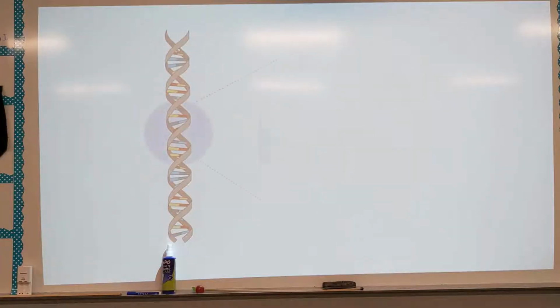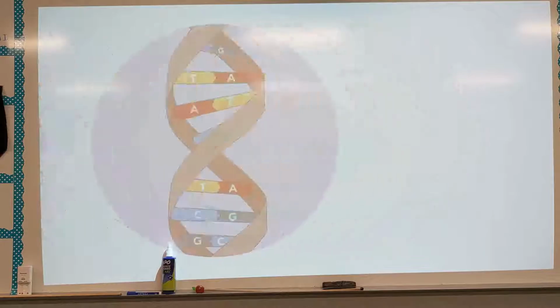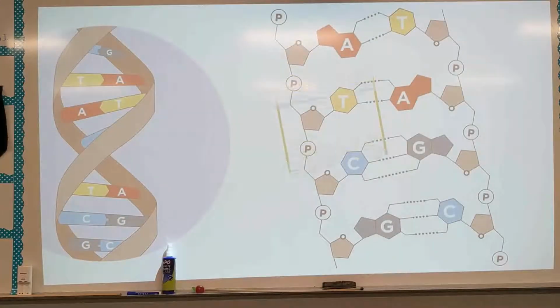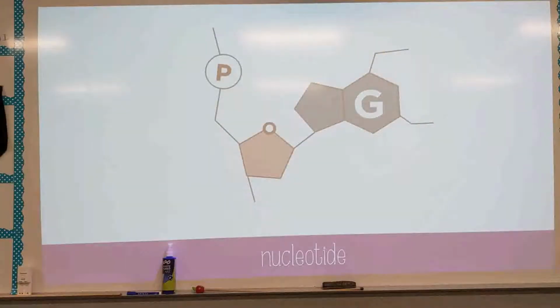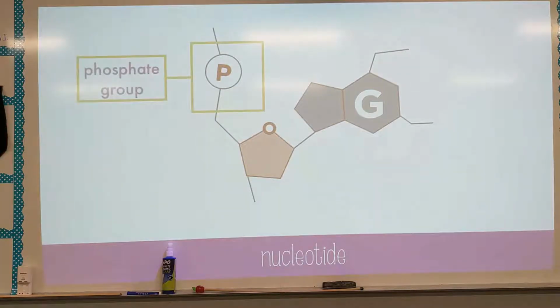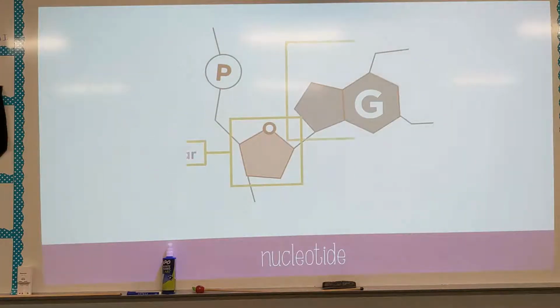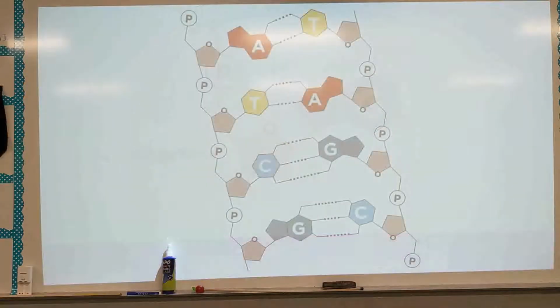The DNA has repeating subunits, and those subunits are called monomers, or nucleotides specifically. The nucleotide has 3 main parts: a phosphate group, a sugar, and a nitrogen base. In DNA, the name of the sugar is deoxyribose, which is part of DNA's name, and there are 4 nitrogen bases in DNA. The bases are thymine, adenine, cytosine, and guanine.